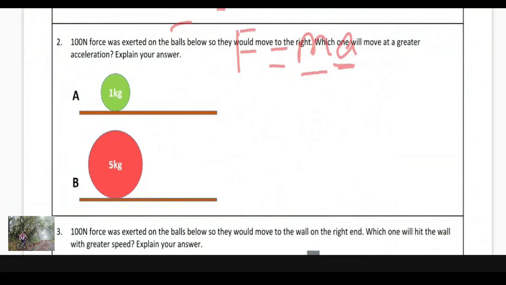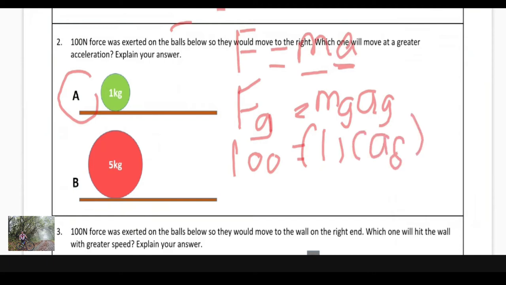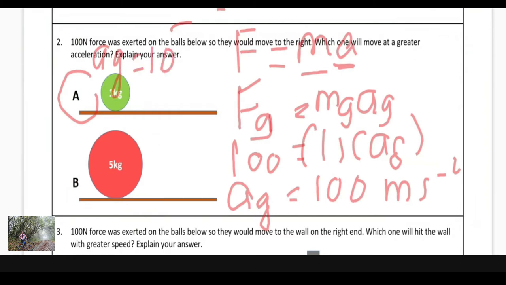Okay, when you look at here, first we take A. F = m a. Or we take green: F green equals M green times A green. So 100 newton, same force, M green is 1 kg. So A green here will be 100 meter per second per second. Here the green is the pole, the green color. So 100 meter per second per second. Okay, this is for number A.